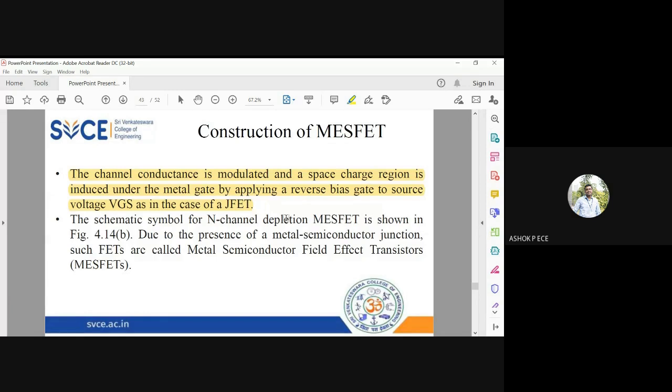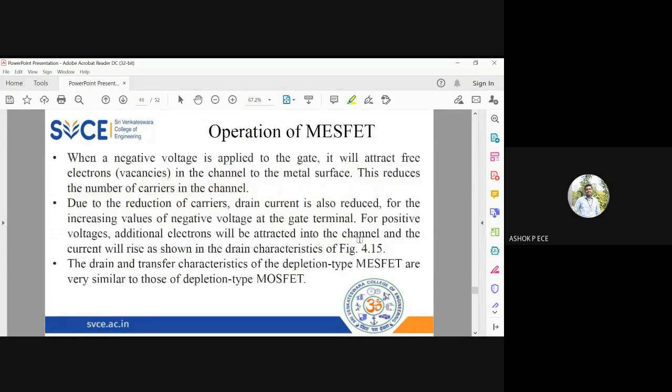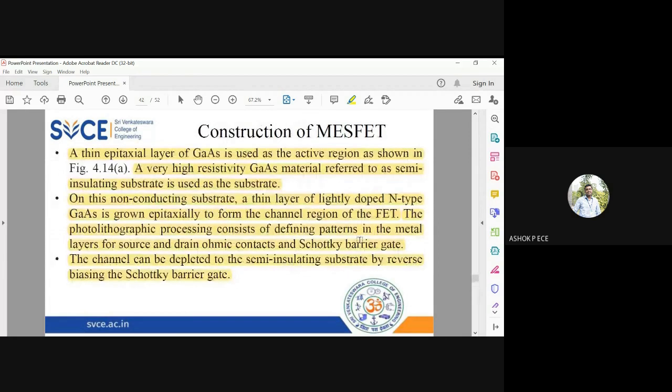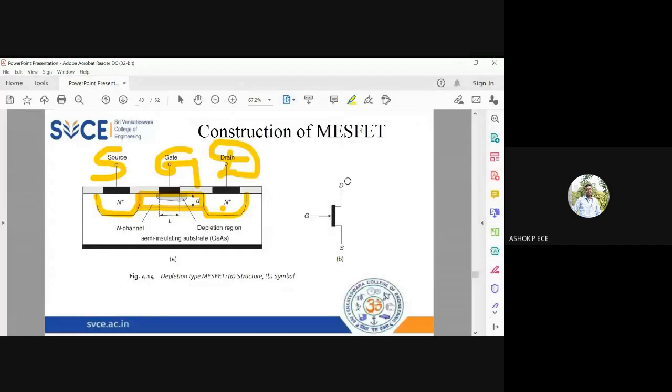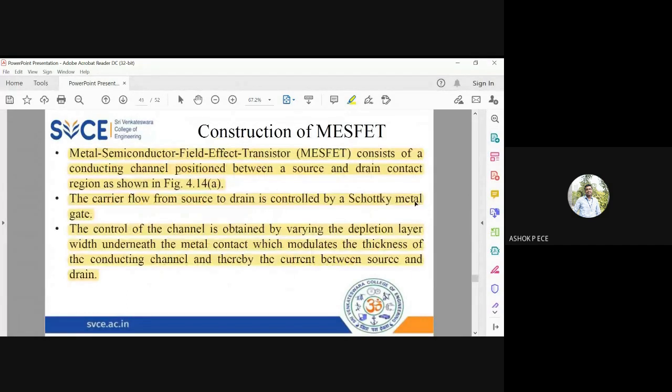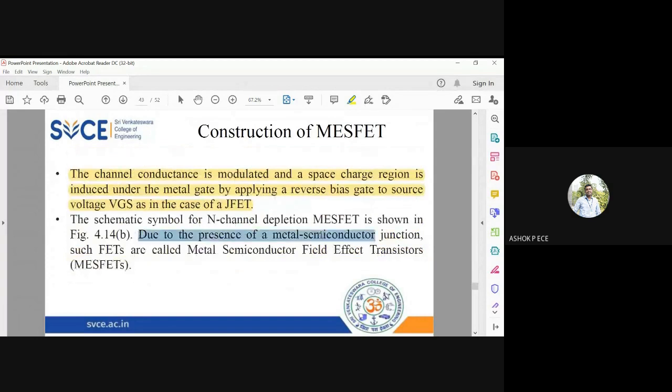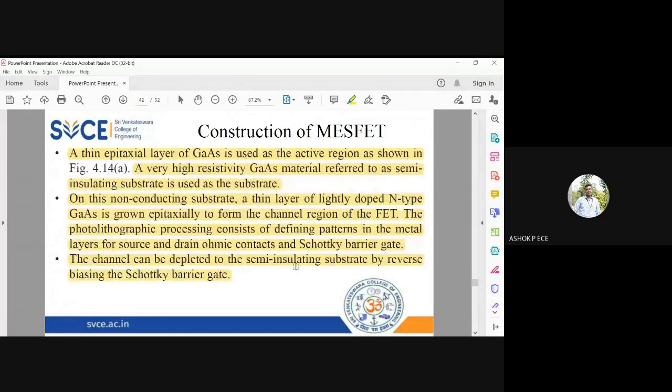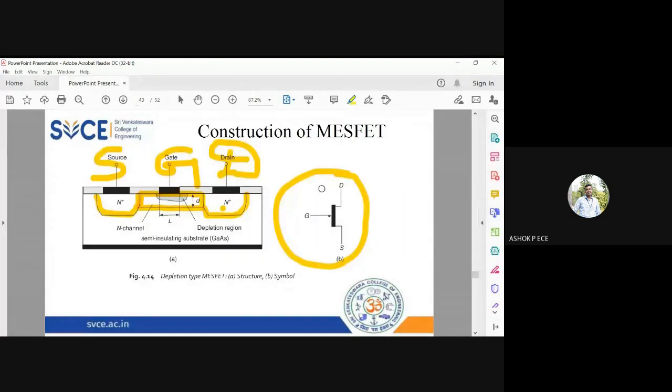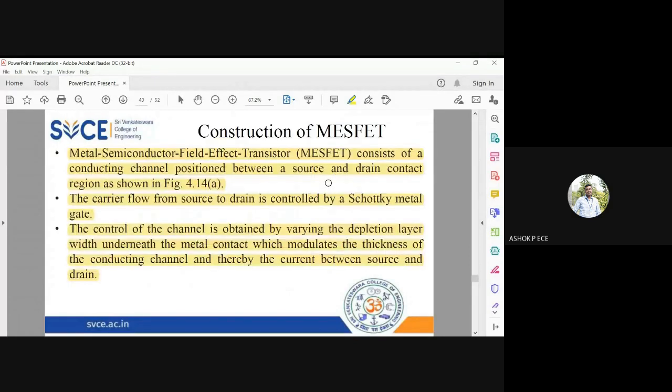The schematic symbol for the N channel depletion MESFET is shown here. This is the notation for the N channel MESFET. Due to the presence of the metal semiconductor junction, these devices are called MESFET, metal semiconductor field effect transistors, because of the presence of the metal semiconductor junction in all three regions: gate, source, and drain. That is why you don't call it a JFET or MOSFET, you call it a MESFET, metal semiconductor field effect transistor.